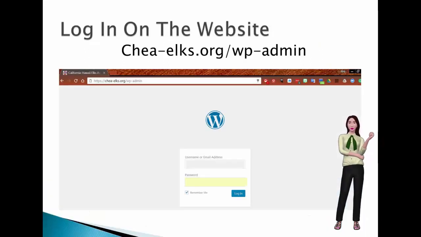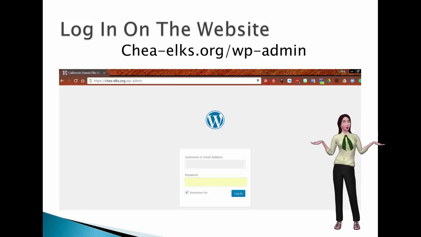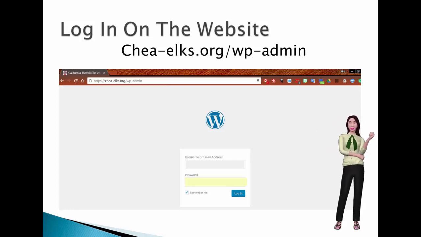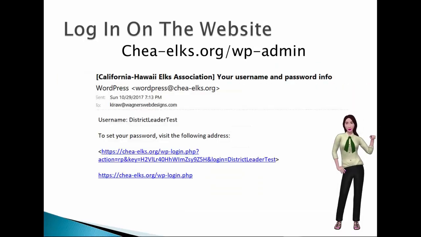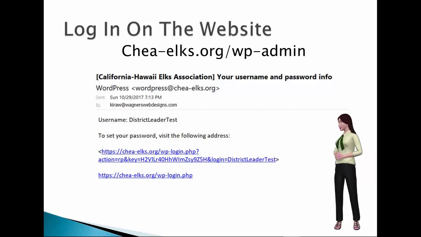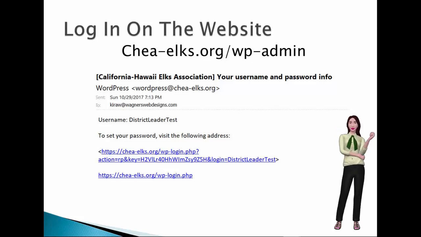To get started, you'll log into the CHIA website at chiaelks.org/WP-admin. You'll need your username and password. The username was provided to you in an email, and the password you would have chosen following a link. The email would have looked something like this.